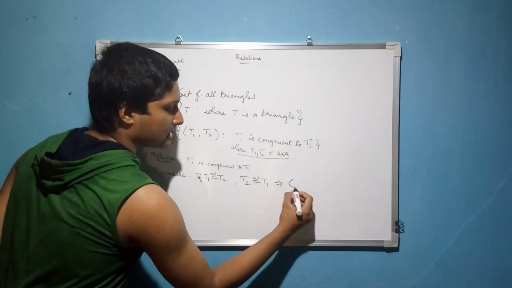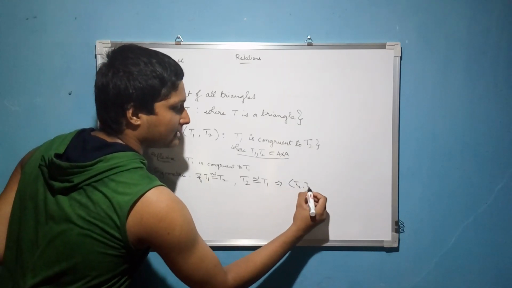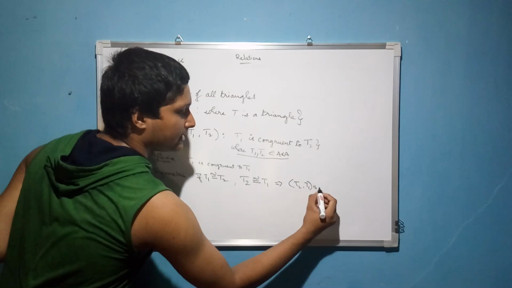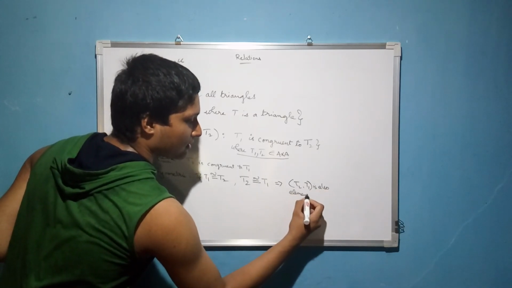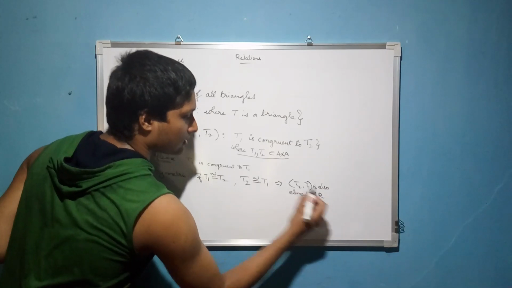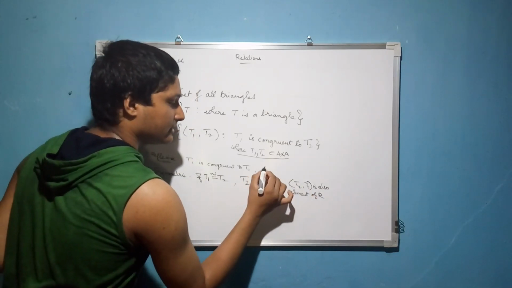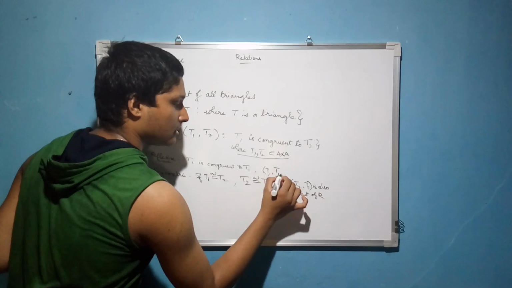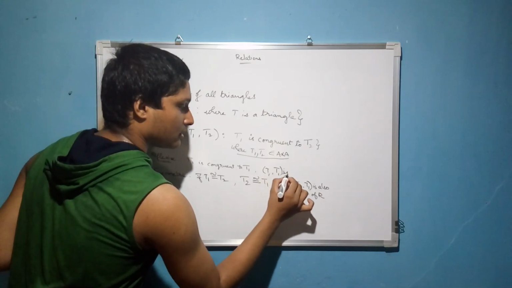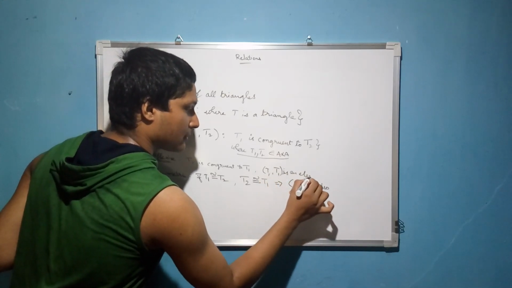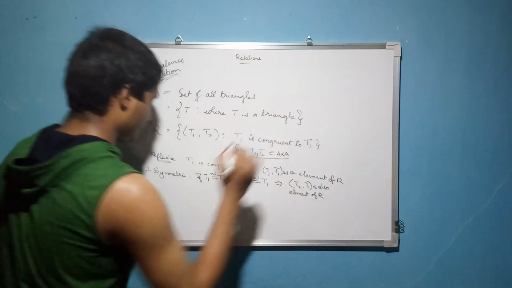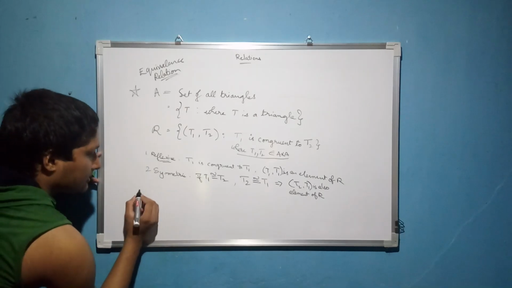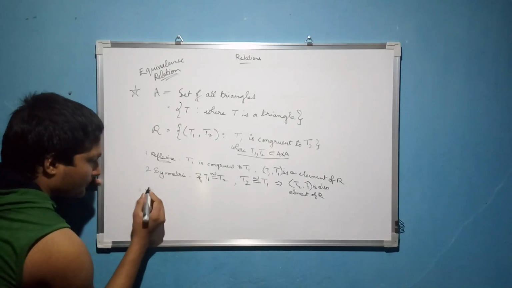So T2 is congruent to T1. That implies that (T2, T1) is also an element of R. Similarly, we need to write it here also: (T1, T1) is an element of R. Now we'll take the third case, that is transitive.